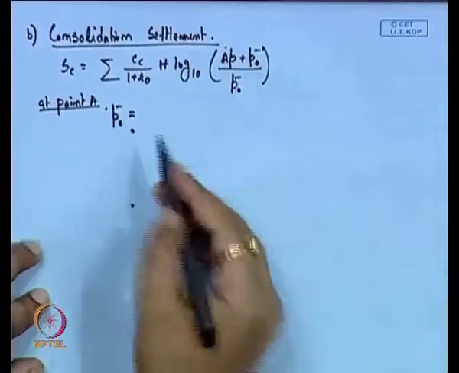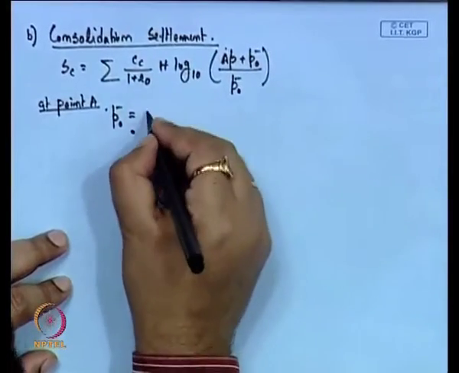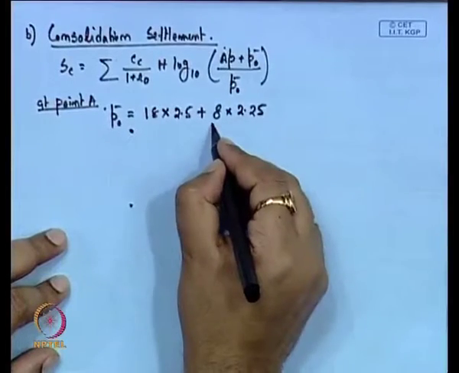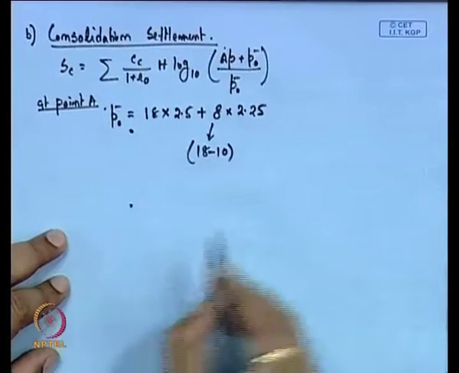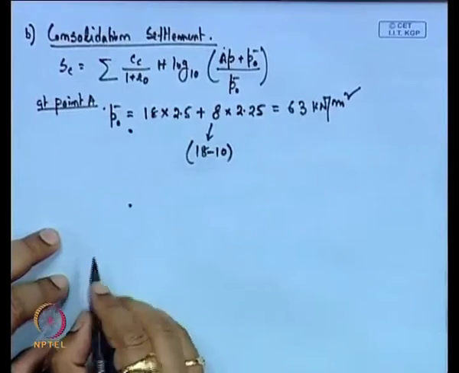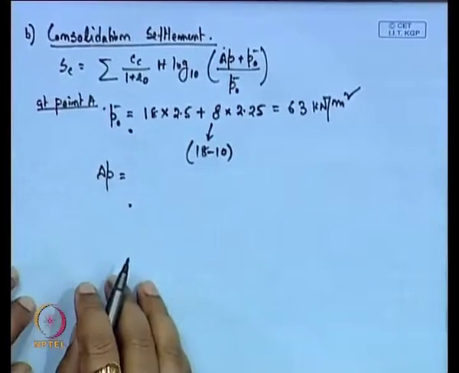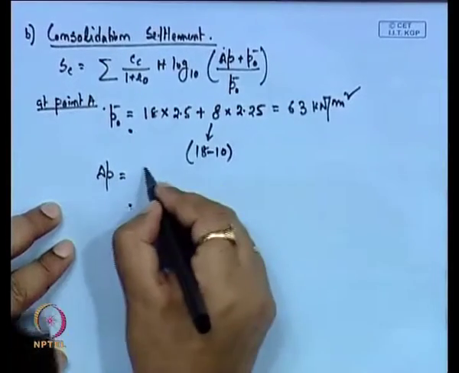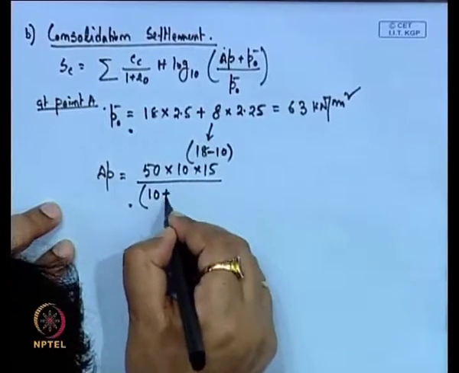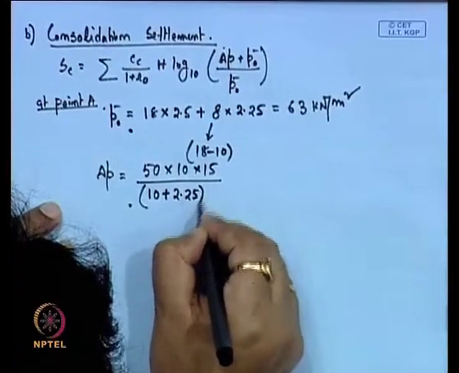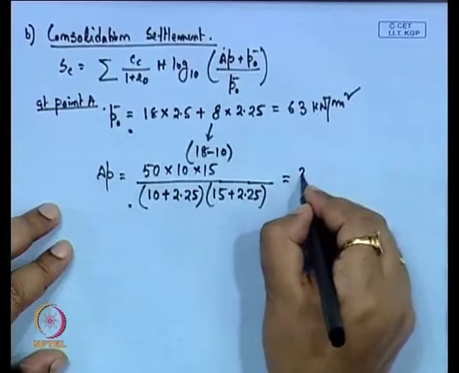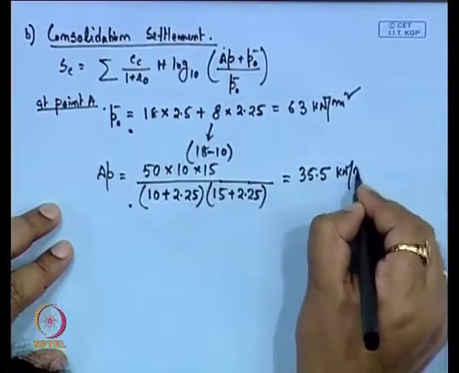So, P0 at A point will be 18 into 2.5 plus 8 into 2.25. This 8 is coming from 18 minus 10. So, this value is coming 63 kilonewton per meter square. Similarly, del P, if I consider the 2:1 dispersion of the load, will be 50 into 10 into 15 divided by (10 plus 2.25) into (15 plus 2.25). So, del P value is coming 35.5 kilonewton per meter square.